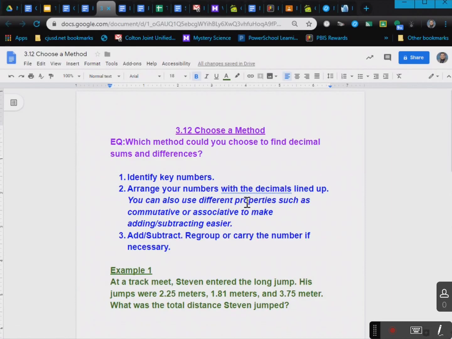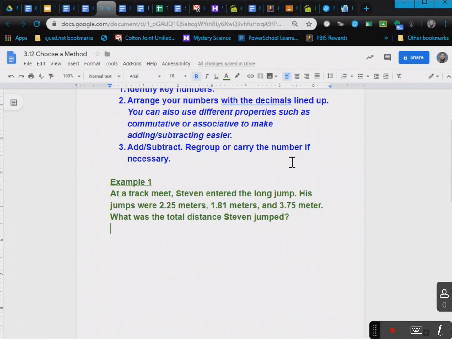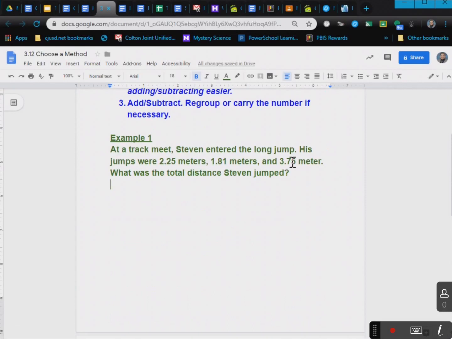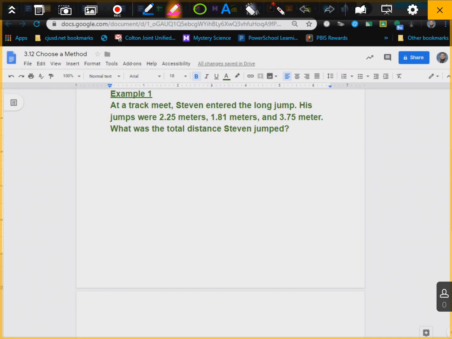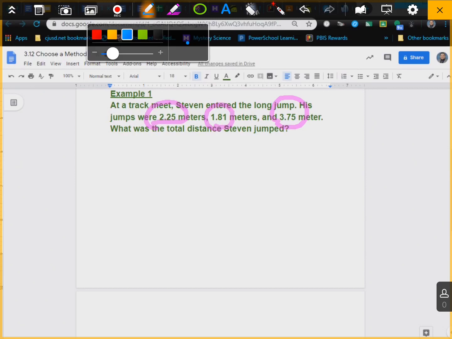So let's go ahead and get started with the first example, which you need to write down. At a track meet, Stephen entered the long jump. His jumps were 2.25 meters, 1.81 meters, and 3.75 meters. What's the total distance Stephen jumped? So I want to look at the different numbers that they give me, 2.25, 1.81, and 3.75.